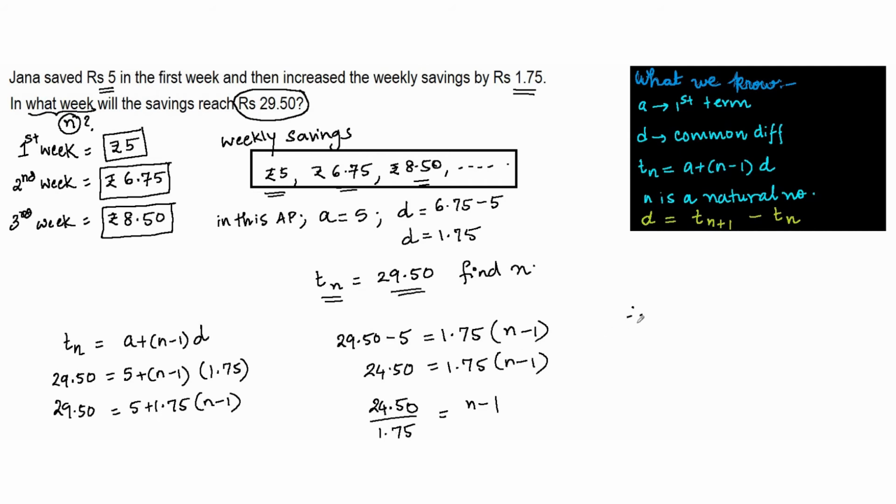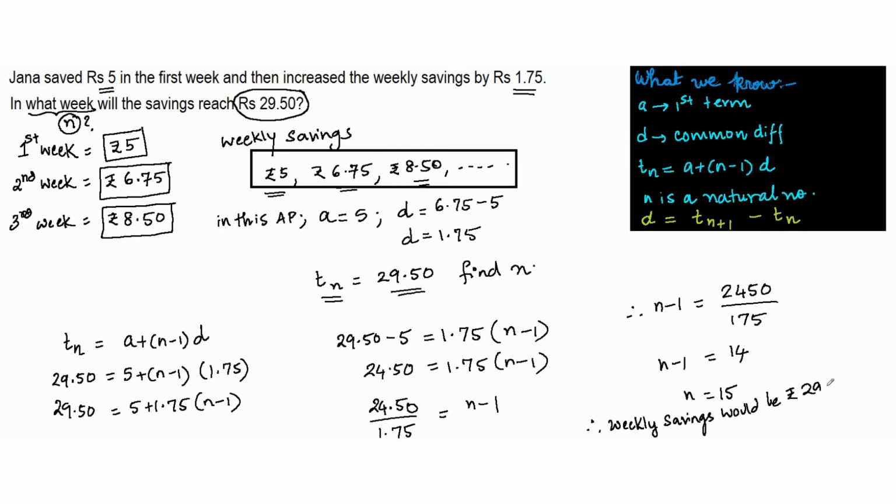Therefore, multiplying the numerator and denominator by 100, I get n minus 1 equals 2450 divided by 175. Now 2450 divided by 175 is equal to 14. So n minus 1 is 14, which means n is equal to 15. Therefore, the weekly savings would be rupees 29.50 in the 15th week. Right? This is how we can find the value of n here.